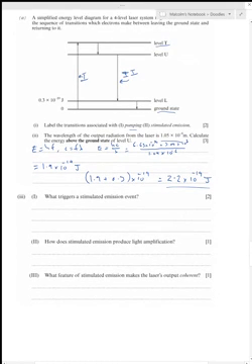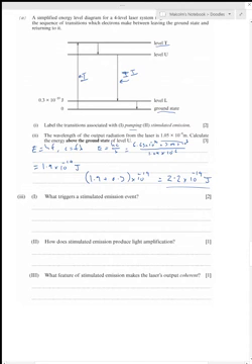Okay, part 3 then, what triggers a stimulated emission event? So that happens when an electron in level U is passed by a photon of the appropriate energy, and we have just calculated that energy, causing it to fall to that lower state.